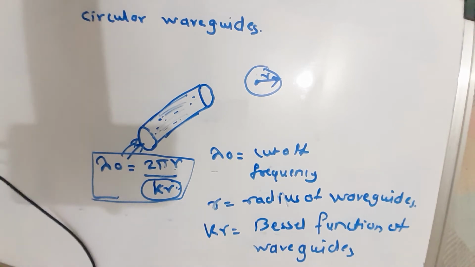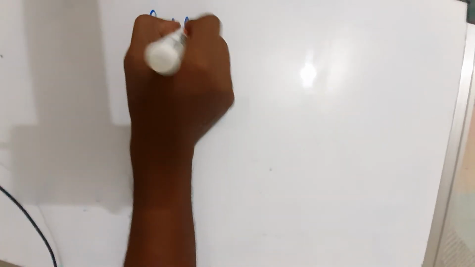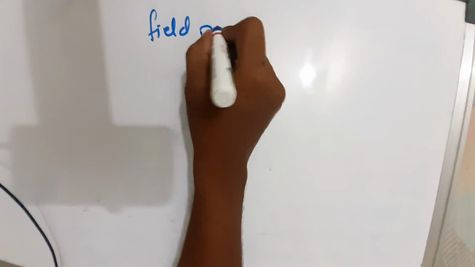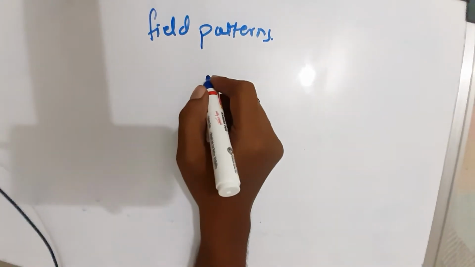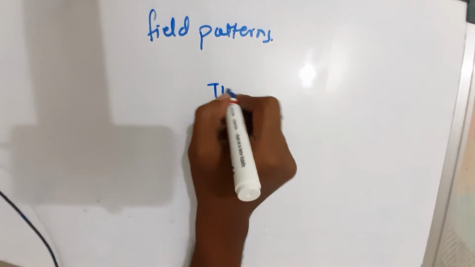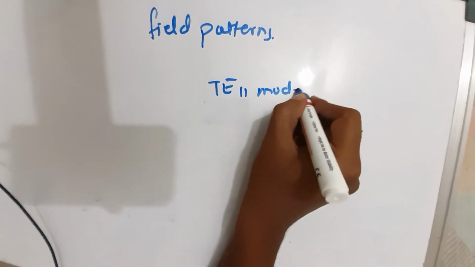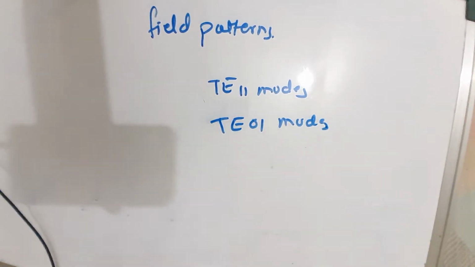After the definitions and the cutoff wavelength of circular waveguides, we will go for the field patterns of circular waveguides, in the same manner as for rectangular waveguides. In field patterns, we will go for the TE11 modes and TM01 modes. Here I will show you the figure.